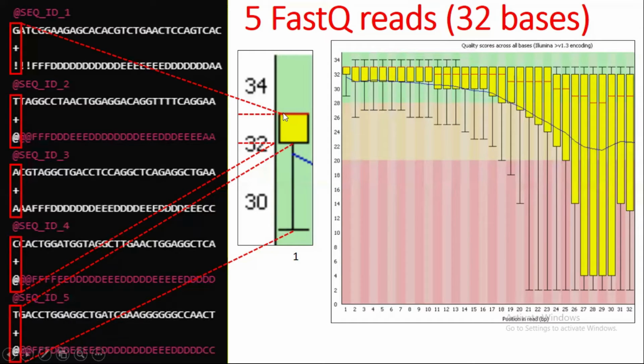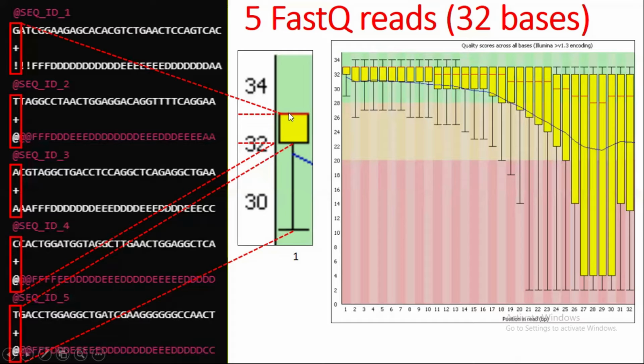If there was a sequence read and its quality was 34, then there would be a whisker. But here almost all the quality revolves around this 33, so that's why it does not have a whisker. After that, this whisker is a little bit larger, so we can say that a couple of reads have a quality between 32 and 29.